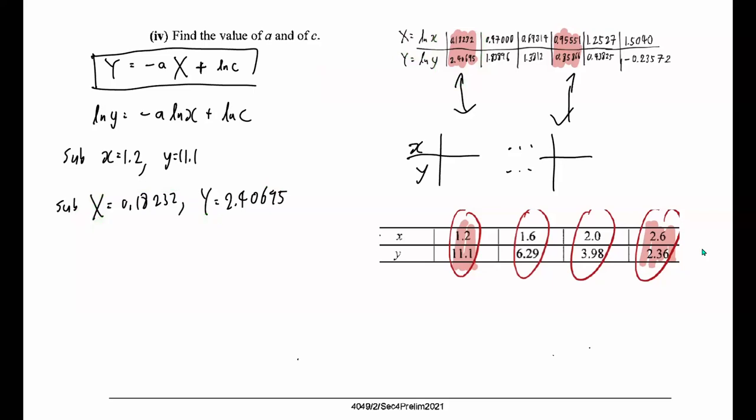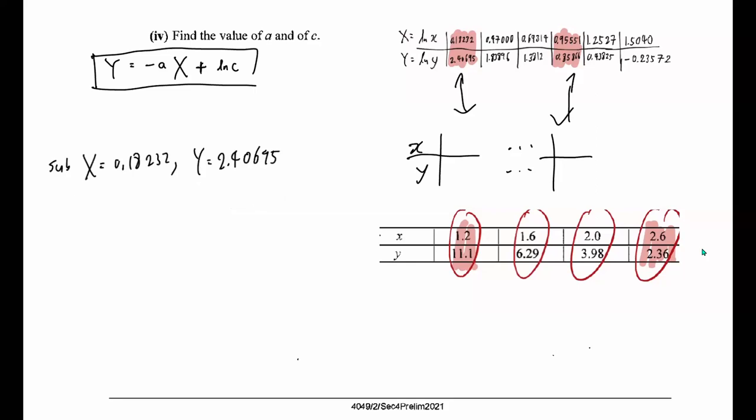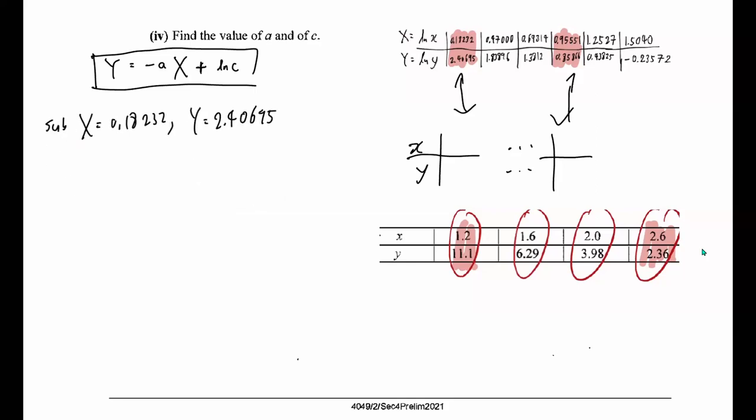You know what? Maybe I should just show you the generic method, and not give you the special case with the little x and little y. That's a bit confusing. I'll show you the generic method, the capital X and capital Y. Pick a point on the graph that the line passes through, sub in capital X, sub in capital Y. So let's do that. 2.40695 equals negative a times 0.18232 plus ln c. Okay, that's equation 1.